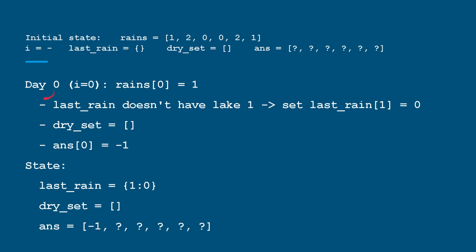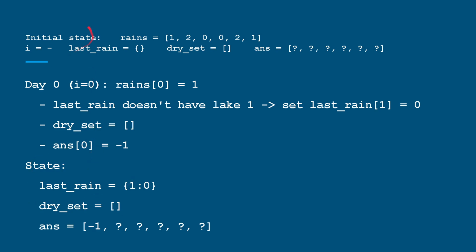So when we talk about day 0, means we are talking about index 0, the ith day we are talking about. Okay, means day 0, first day. So range at 0 is 1. It means what? The last rain doesn't have lake 1, right? So if you see here, the last rain field doesn't have anything. So as the last rain doesn't have lake 1 in this list, we'll set the value here. We'll say last rain of 1 equals 0. So we'll set the value, the dry set will remain, and answer will update as -1, as we know, right? We'll update the answer -1.